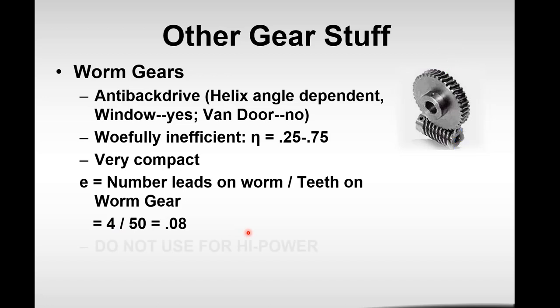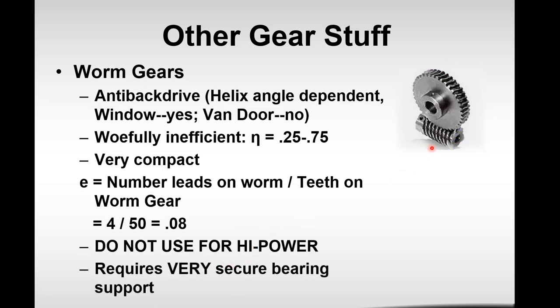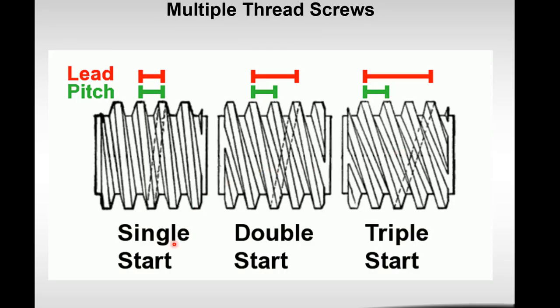Okay, and let's see. They require you to be really supported, and they don't transmit power very well because they're so inefficient. But you can get a very large ratio in a small area, and again, they have the anti-backdrive characteristic. So this is what we're talking about with a single start. You start on this side, and by the time you wrap around and come across, you can see that you move forward. The lead is equal to the pitch. The pitch is the distance from the same spot on one tooth to the same spot on the next tooth. So with one thread, as you rotate 360 degrees, it's going to move 1 pitch.